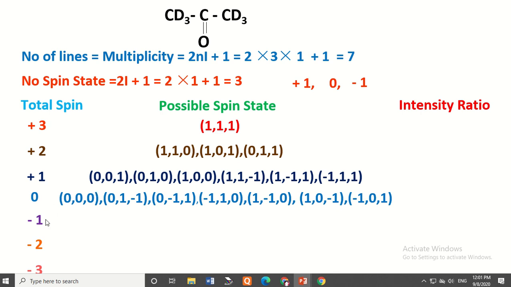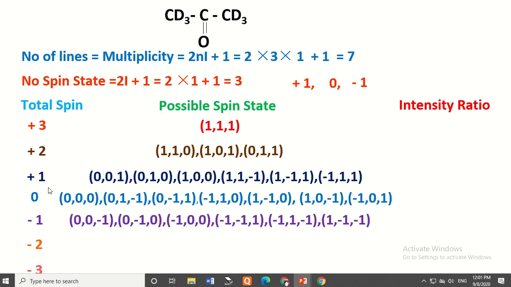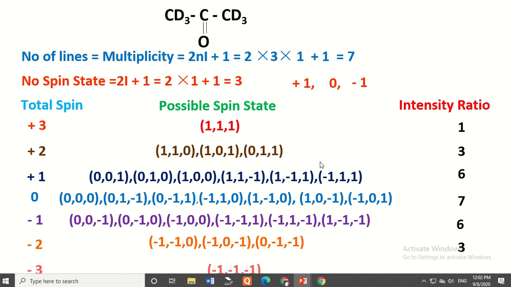Similarly, minus 1 is like plus 1, with only plus 1 replaced by minus 1 and minus 1 replaced by plus 1. Similar for minus 2 and minus 3. Therefore, the intensity ratio for total spin plus 3 is 1, for plus 2 is 3, for plus 1 is 6, for 0 is 7, for minus 1 is 6, minus 2 is 3, and minus 3 is 1. The intensity ratio for these 7 lines is 1:3:6:7:6:3:1.